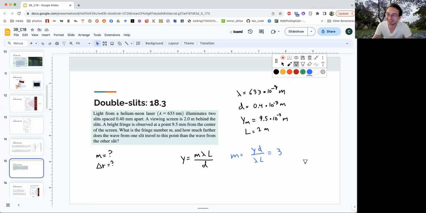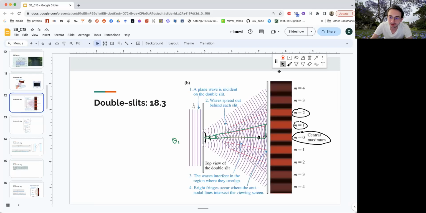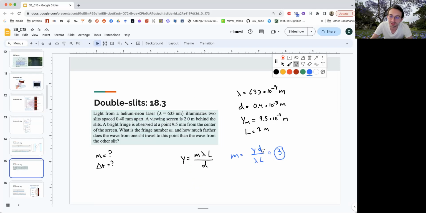is good. M should be an integer, so if it's not, you probably rounded something a little incorrectly, or maybe you've used the wrong formula. So checking that your fringe number is an integer is a good way to sanity check yourself. So that's telling us that we're up here at M equals 3. So this is the bright spot that we're looking at, apparently.